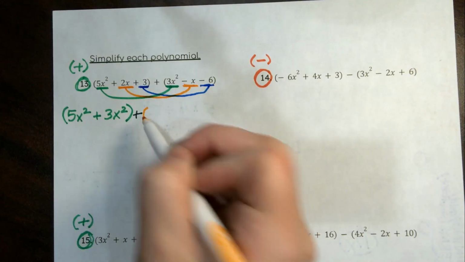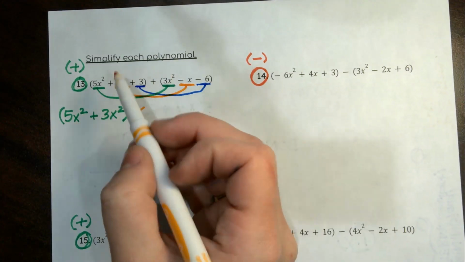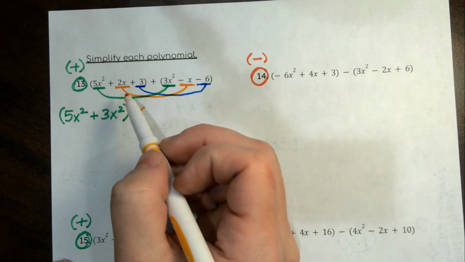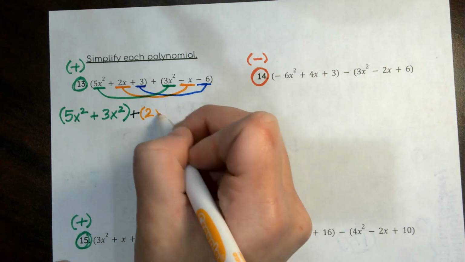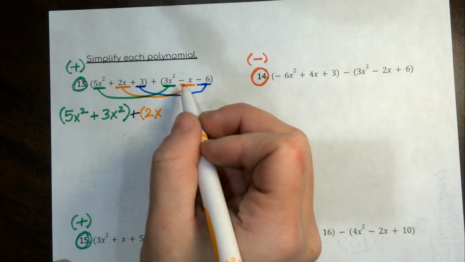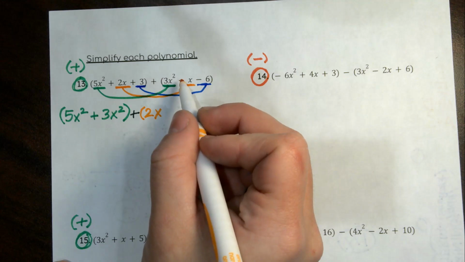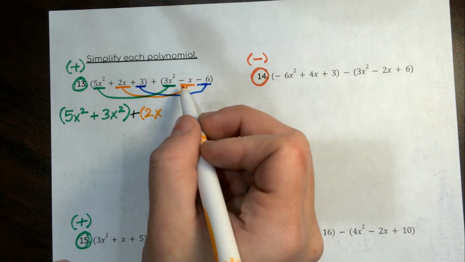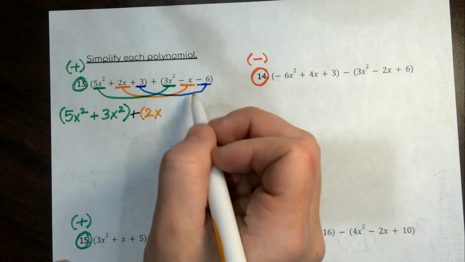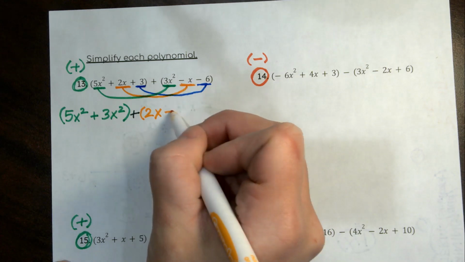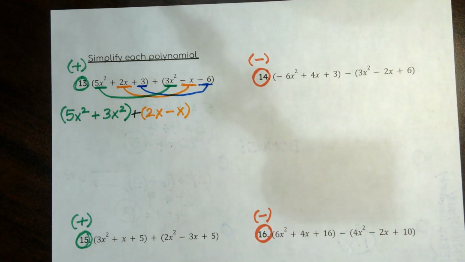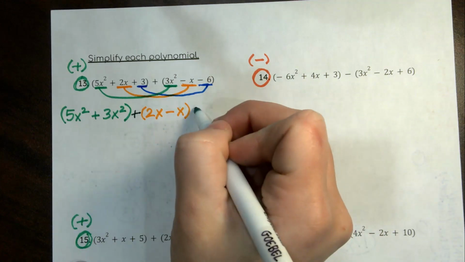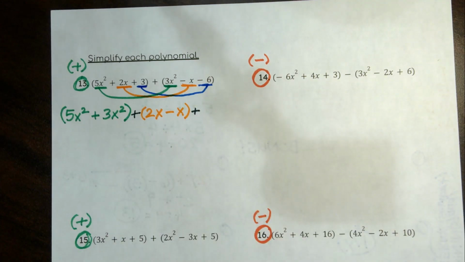Okay, now onto the orange or whatever color you got for the second group. We've got our x's. So I'm going to write again exactly what I see. I have a positive 2x. And then over here, remember we want to pay very close attention to what sign is directly next to each term. We have minus x. So we are going to write next to 2x minus x. So now we've got 2x minus x. All right, and then in between each set, I like to keep a little plus sign.